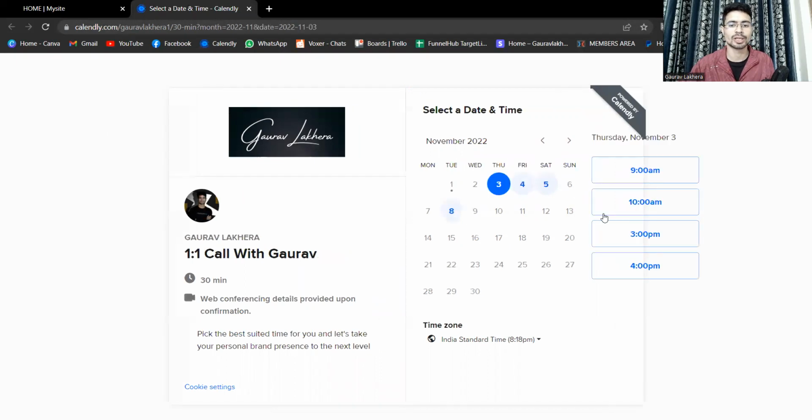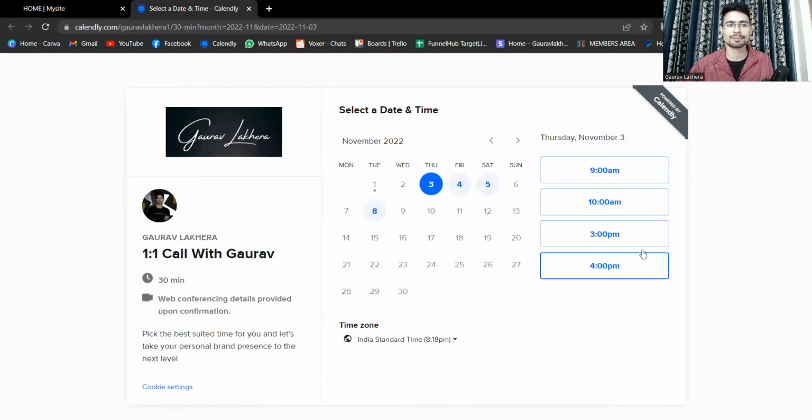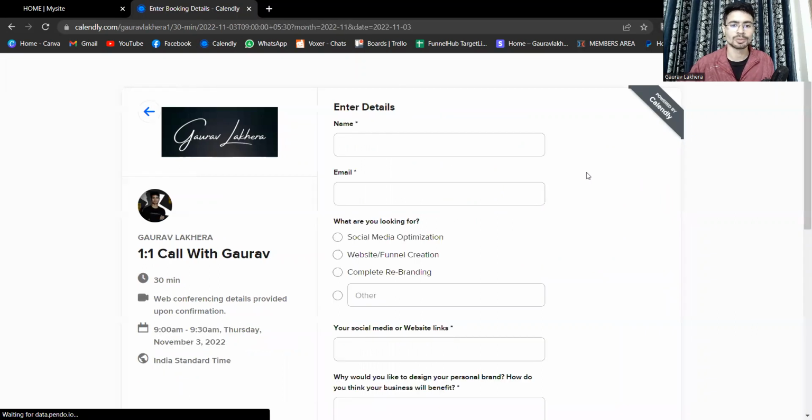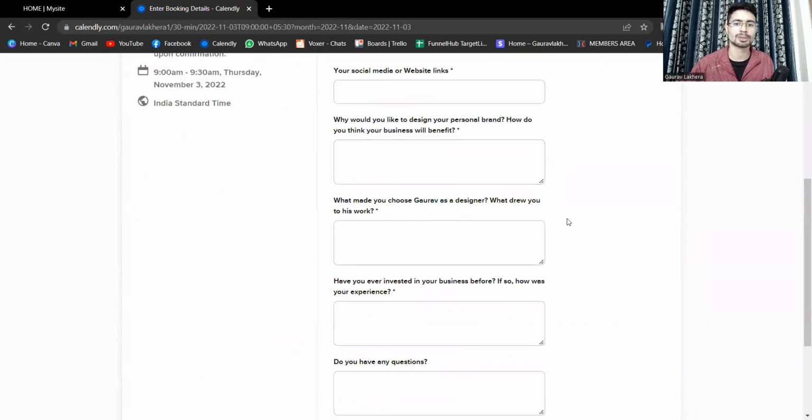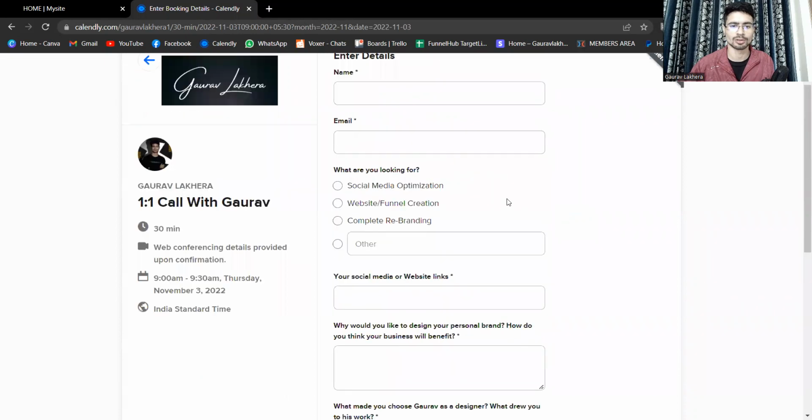How can you do that? You can add some questions in Calendly, right? If you have an account on Calendly, that's perfectly okay. If you do not, you can create one to book calls. You can schedule all of your calls over here, and with the help of these questions you can actually qualify a person, whether they are a right fit or not, right?